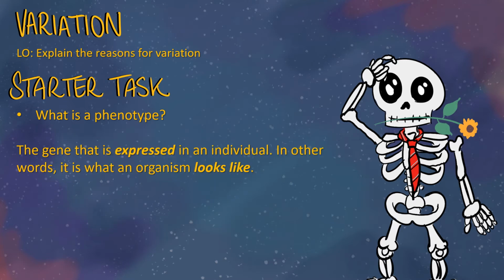Okay, the answer to question 1. So what is a phenotype? The phenotype is a gene that is expressed in the individual. In other words, it's what an organism looks like. So someone might have the recessive allele for blue eyes in their genotype, but they've also got the dominant allele for brown eyes in their genotype. So the phenotype would be the brown eyes because that's dominant. So it's the one that is actually expressed.